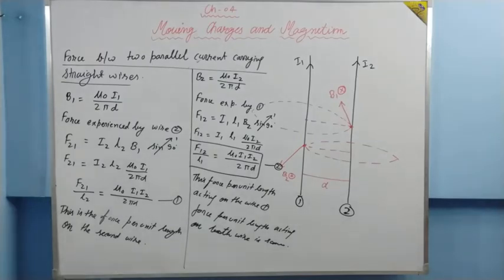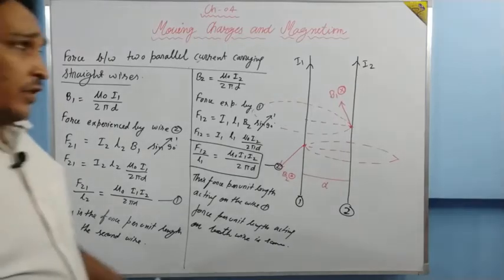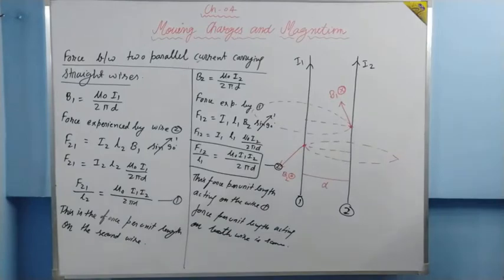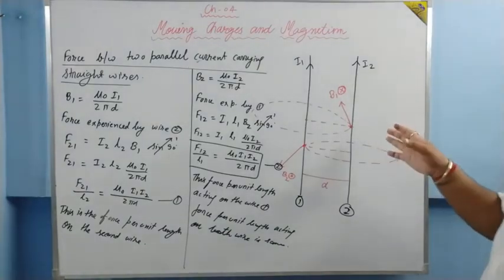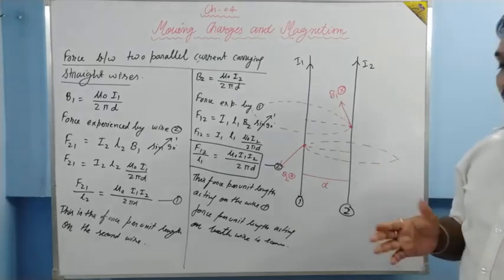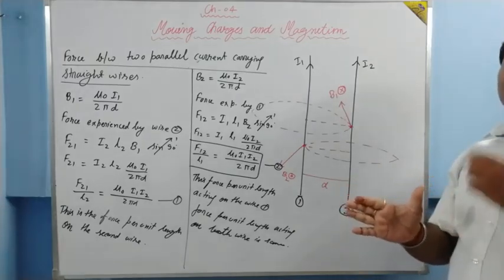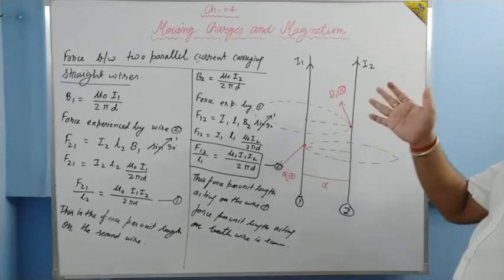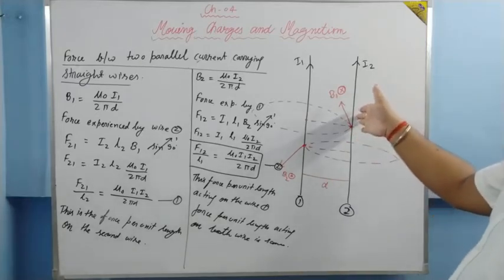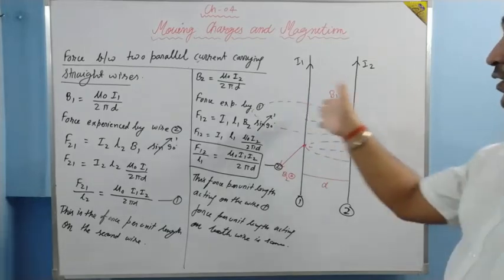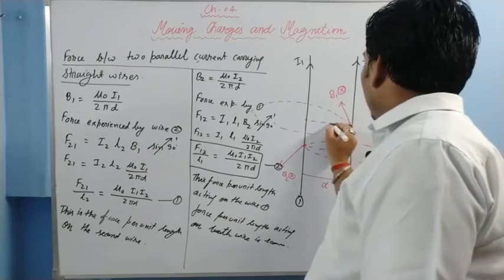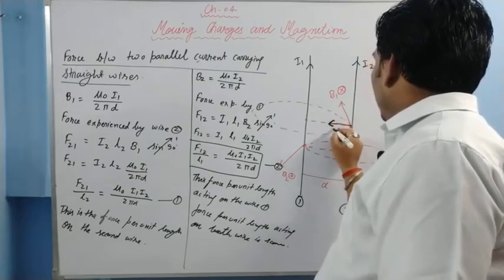Let us see. First of all, let us consider this wire 2. Direction of magnetic field is perpendicular inward. Direction of current is upward. If we apply the rule, thumb in the direction of current and rest of the fingers in the direction of magnetic field, where the palm face indicating? Palm face is indicating towards the side. So basically that F21 will be in this direction.